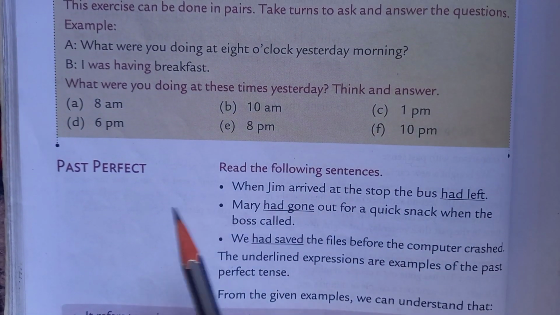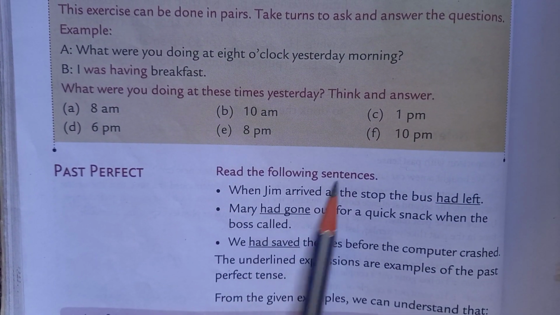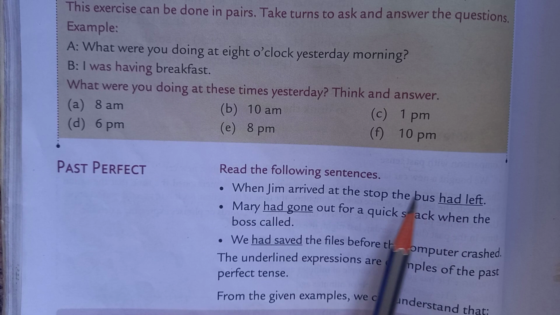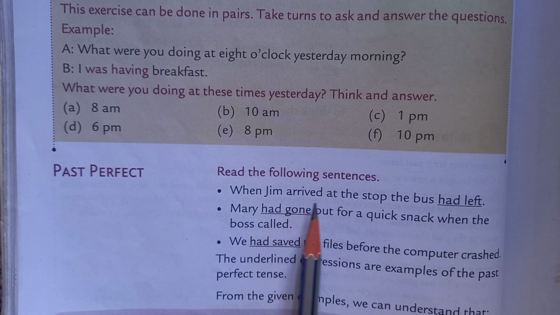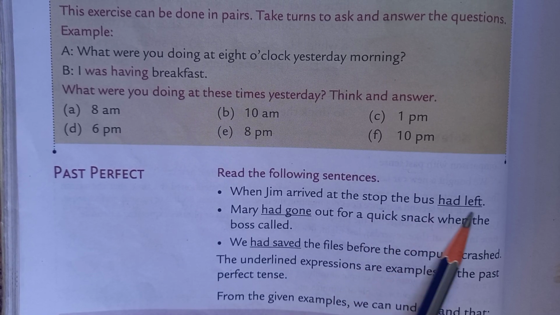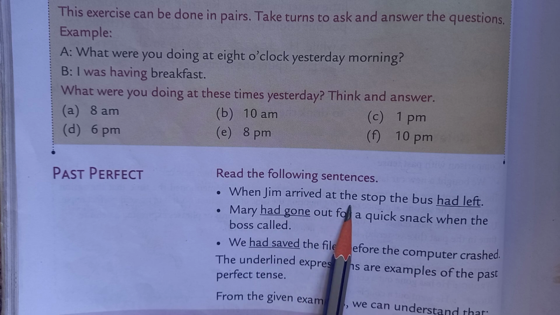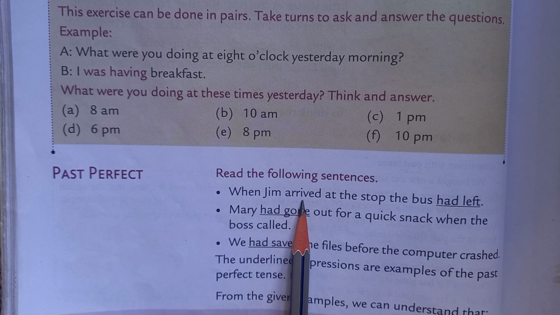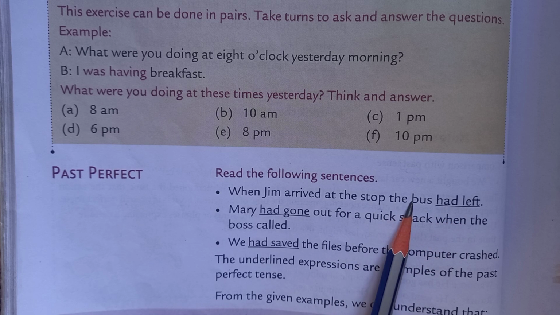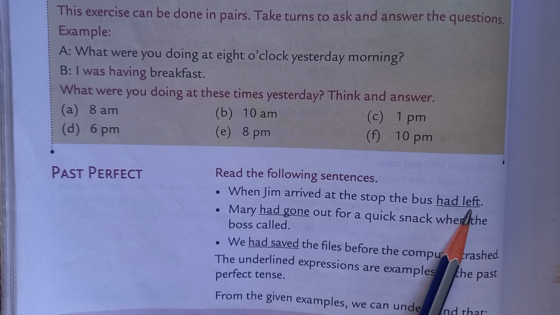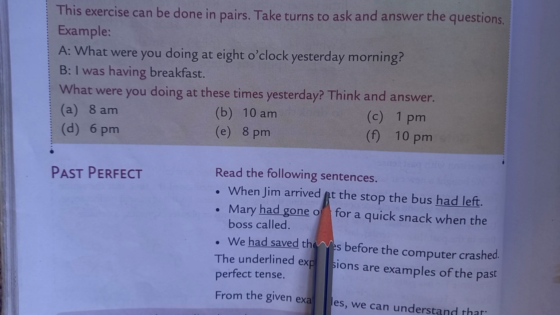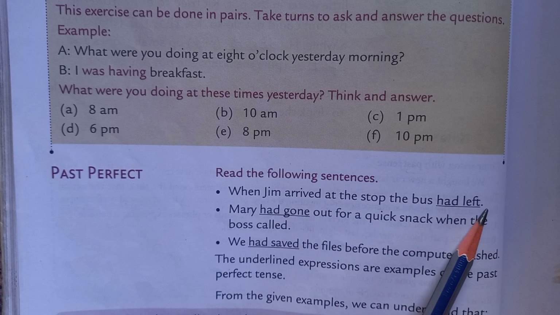Now see past perfect. Read the following sentences. When Jim arrived at the stop, the bus had left. Means जब जिम स्टॉप पहुंचा, तो बस छूट चुकी थी. So when Jim arrived at the stop, the bus had left. Now here the first action is the bus had left. So had left is past perfect. So in past perfect we use had plus V3.